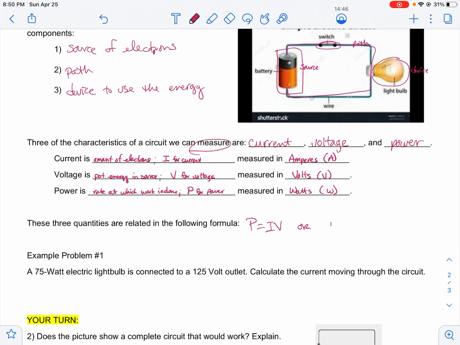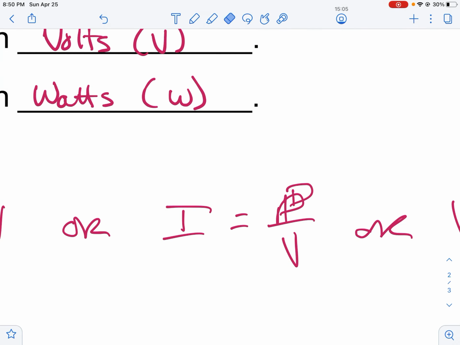Or you could solve for I, and you get I equals P over V. Or you could solve for V, in which case you'd get voltage is equal to power over current. Okay, so any of those, they're all really the same formula. Let me clean this up just a little bit. They're all really the same formula. It just depends on how you want to write it.